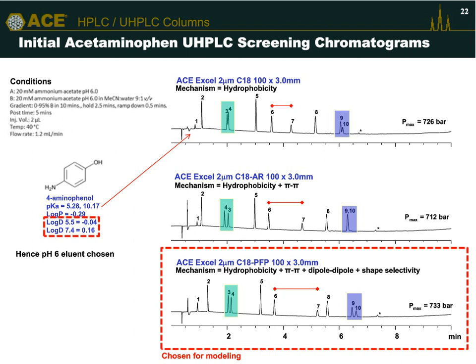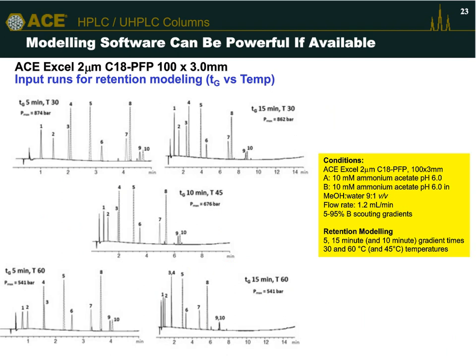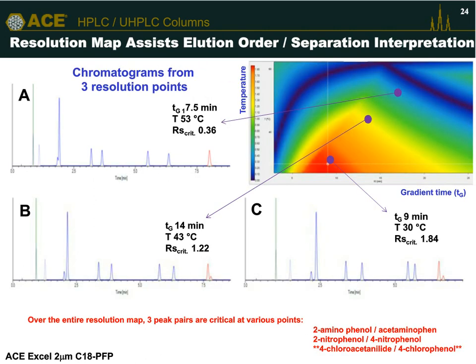But I'm going to move this into a modelling situation. For the input runs for modelling, this is a gradient time versus temperature modelling platform that I'm showing you. Here are the 5 different input runs that we used, and we plug those into the software and produce a resolution map, which is on the screen now. On the resolution map, the color red means that you've got separation of your critical pair, and as it goes through orange, yellow, green to blue, getting colder, you've got less separation or no separation of your identified peak pair.